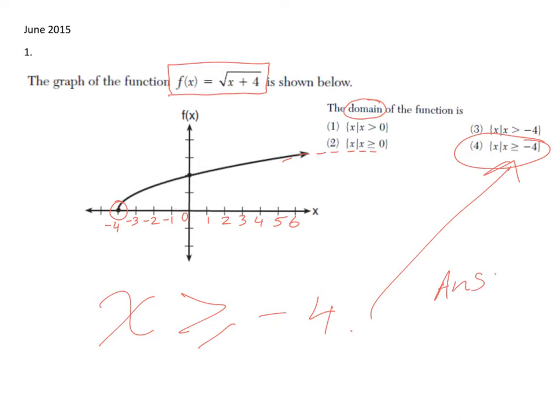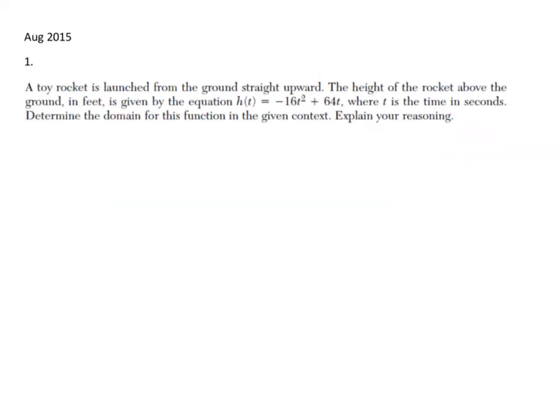Answer choice 4. All right, we have this question, August 2015, question 1. A toy rocket is launched from the ground straight upward. The height of the rocket above the ground in feet is given by the equation h(t) is equal to -16t squared plus 64t, where t is the time in seconds. Determine the domain. Domain is x values. Range is y values.